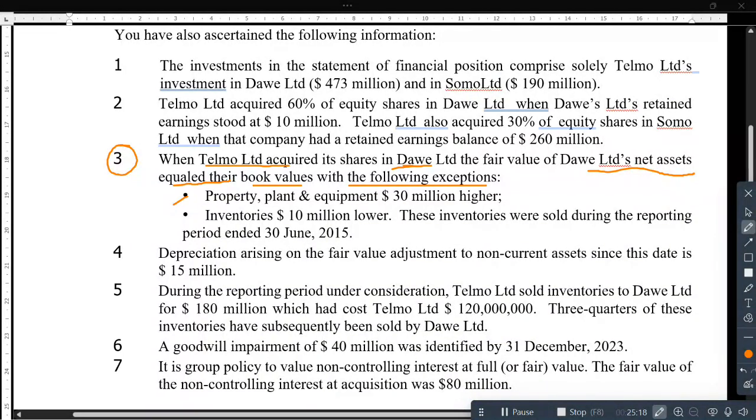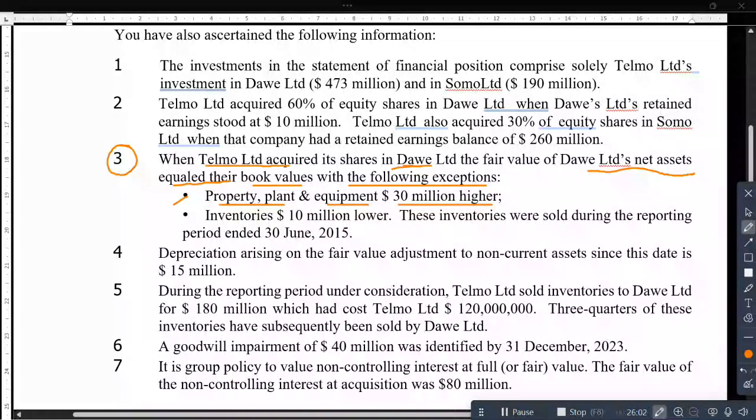Number one, PPE. Where do you record PPE in the balance sheet? That is under non-current assets, and it was 30 million higher. When they say it was 30 million higher, it means that someone who prepared the books, or who was valuing the financials of Dawe, underestimated the PPE, whereby it was recorded at fair value instead of book value. And the moment you find PPE or any item of net assets was higher, it means that asset was understated when they were valuing at the date of acquisition.